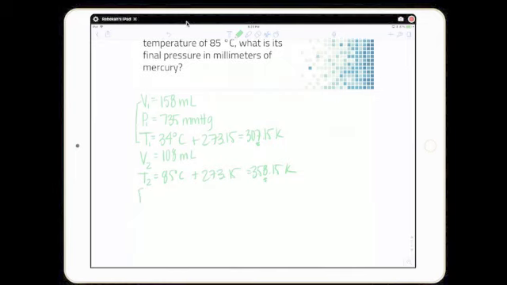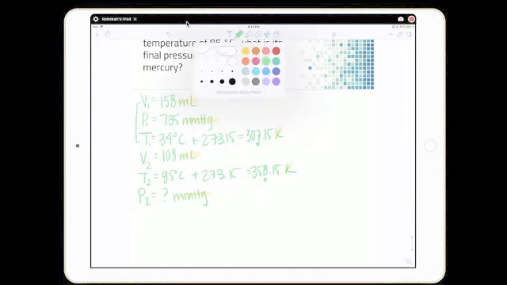And then they say, what's the final pressure in millimeters of mercury? Now, I don't have to change my volume as long as both of them are the same. And I don't need to change my pressure because they're asking me for millimeters of mercury. The only thing I do have to change is I have to make sure everything is in Kelvin, because that comes from the kinetic molecular theory.